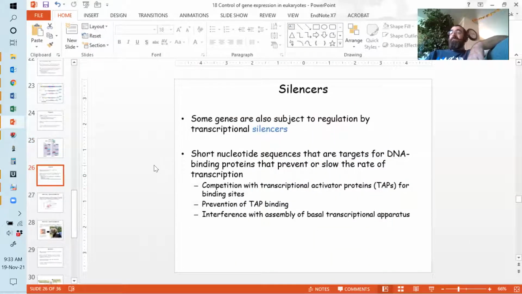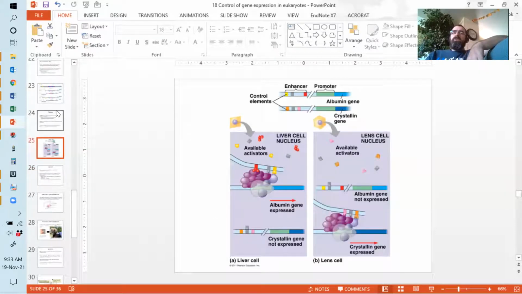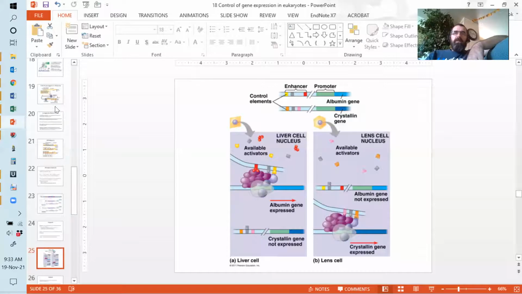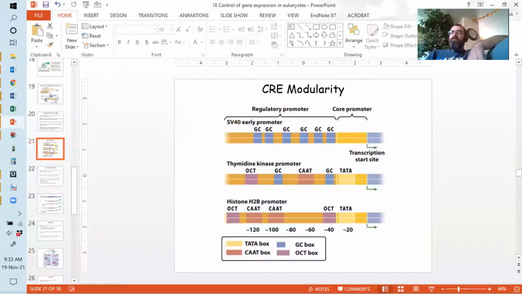And they can also be in the core promoter, right? Or at least close enough to the core promoter that if the protein that recognizes a silencer is present, it will prevent the assembly of the basal transcription apparatus. So essentially it blocks transcription directly rather than by interfering with activators.